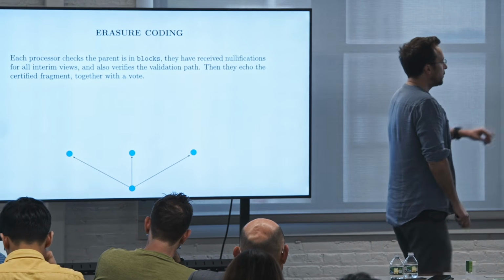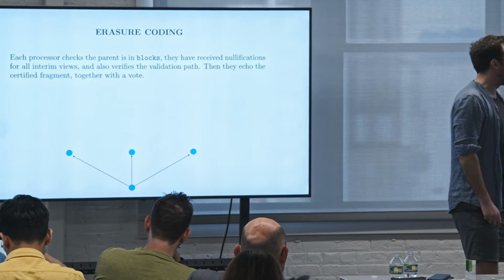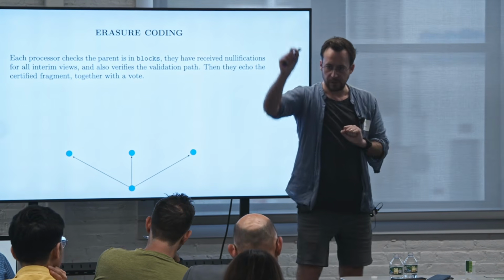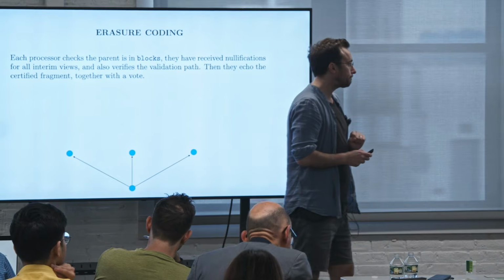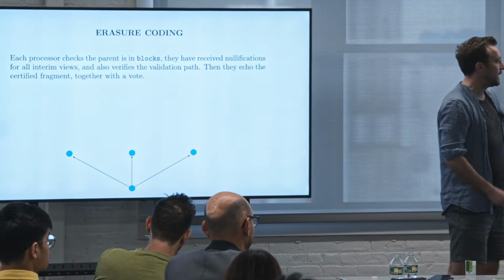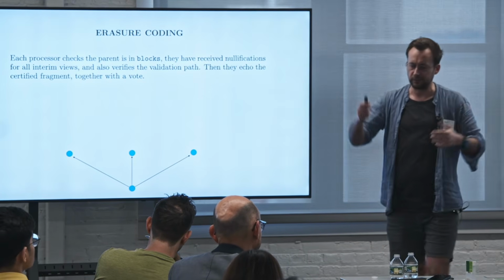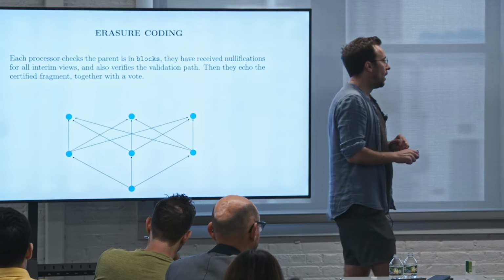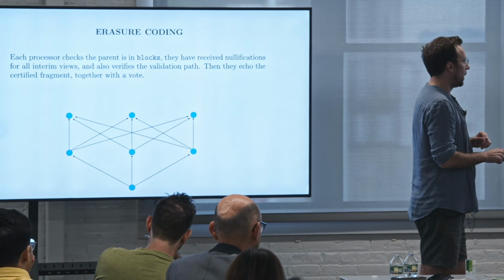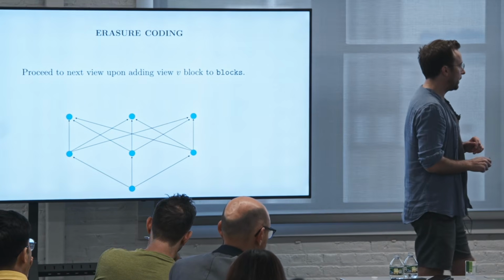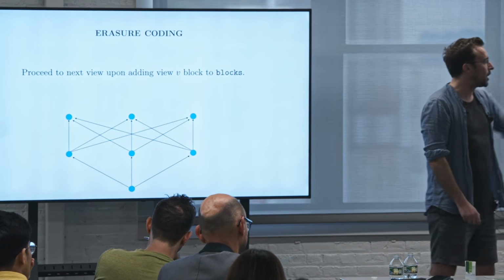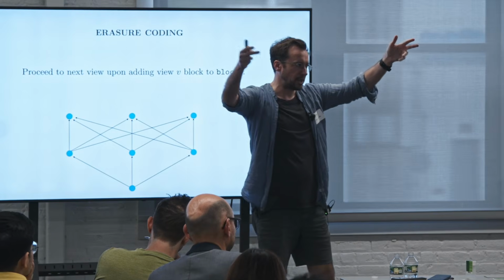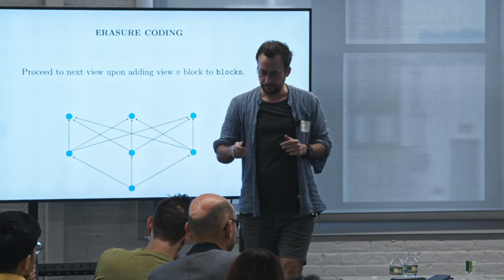Okay. So each processor checks that the parent's in blocks, that they receive nullifications for all interim views, and they also check the validation path, to make sure that's correct. Then they echo the certified fragment together with a vote, or you can make these into a single message. That's them doing their echoing there, and you proceed to the next view on adding a view V block to blocks. So we haven't increased the number of rounds of communication here, it's still just 2 rounds of communication.